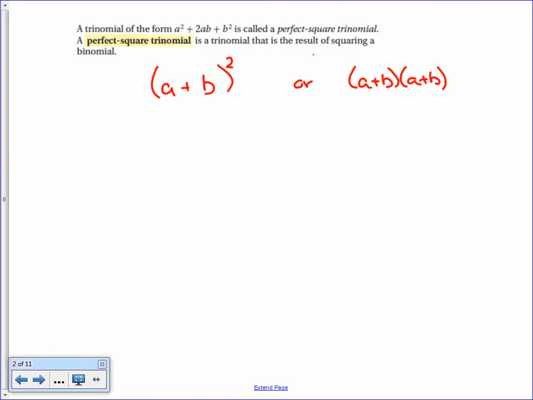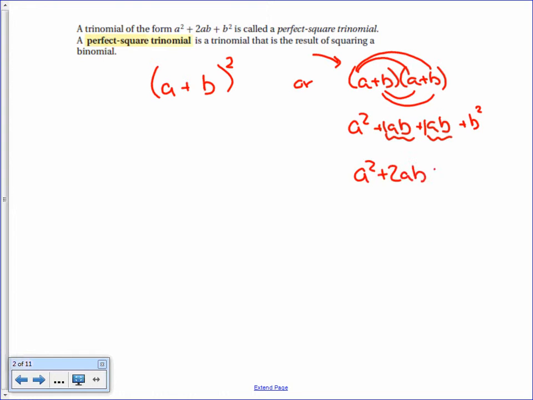Now I'm going to FOIL that out, and we're going to see what happens. So a times a gives me a squared. A times b gives me ab. B times a gives me ba, or another ab. And then b times b gives me b squared. And then you can add the ab terms together. Imagine there's a 1 in front of them. So that's going to give me a squared plus 2ab plus b squared. So that's where that little formula comes from.